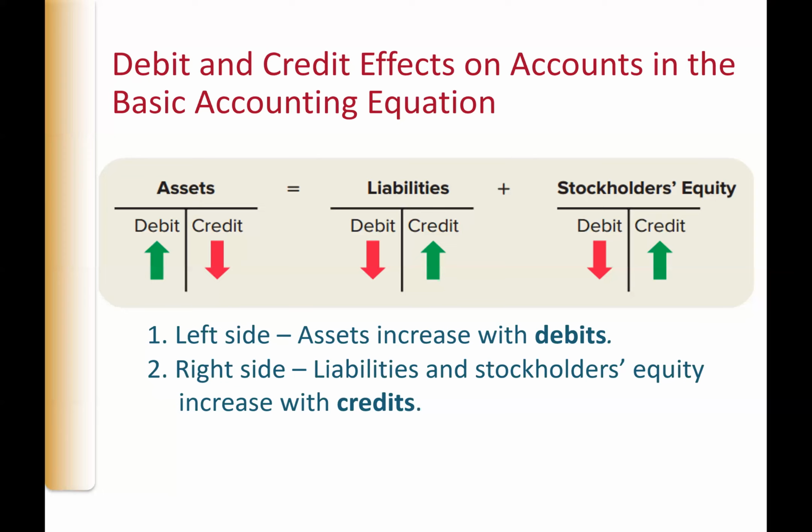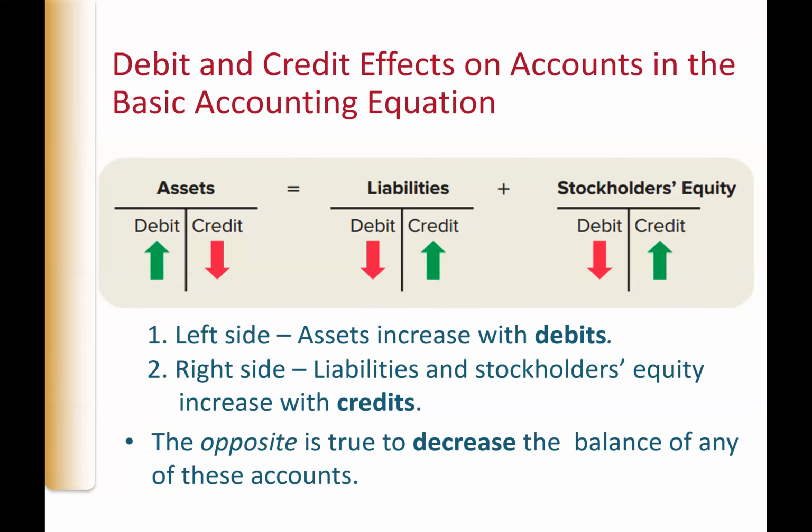Just remember, guys, this slide is so key. Now, remember, assets, because they're on the left-hand side of the accounting equation, increase with debits and decrease with credits. Liabilities and stockholders' equity, since they're on the right-hand side of the accounting equation, increase with credits and decrease with debits.